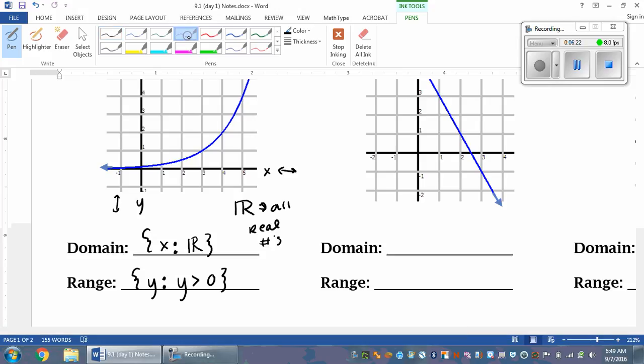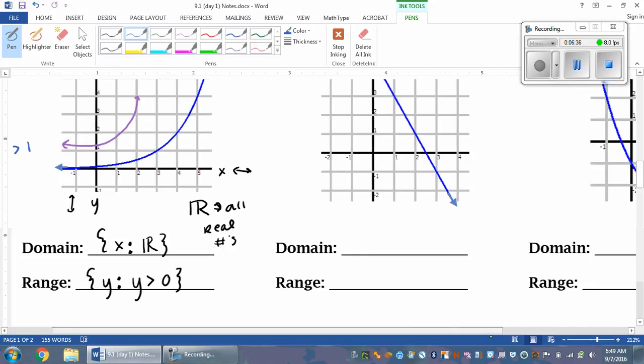For example, if my exponential function was up here, see it's getting close to 1, it would be y is greater than 1. It's 0 because it's getting close to the x-axis. Alright, let's go ahead and move on to number 2.